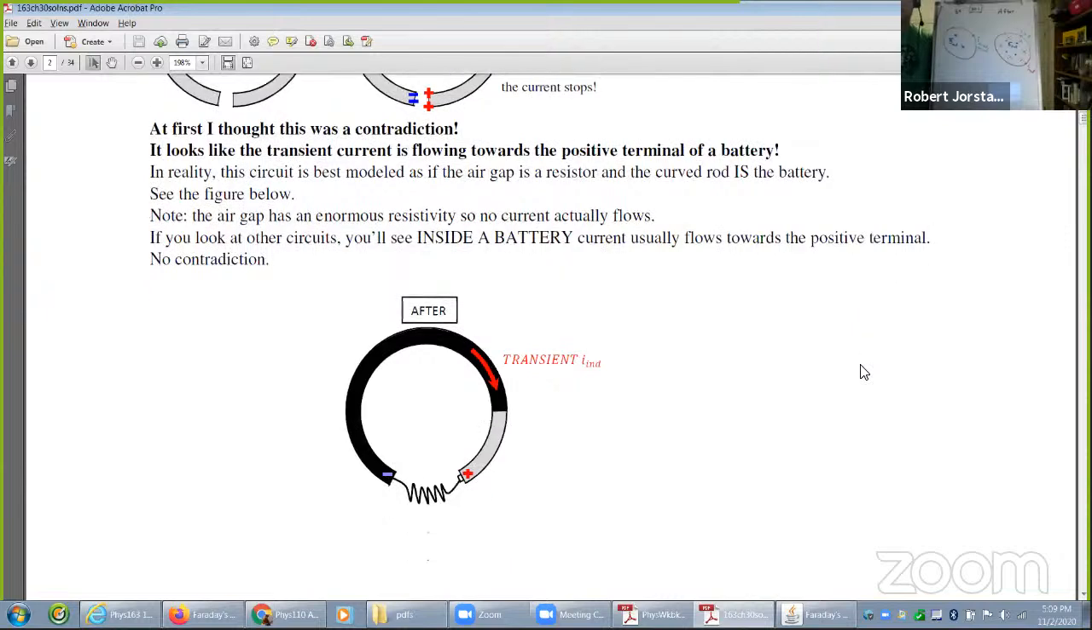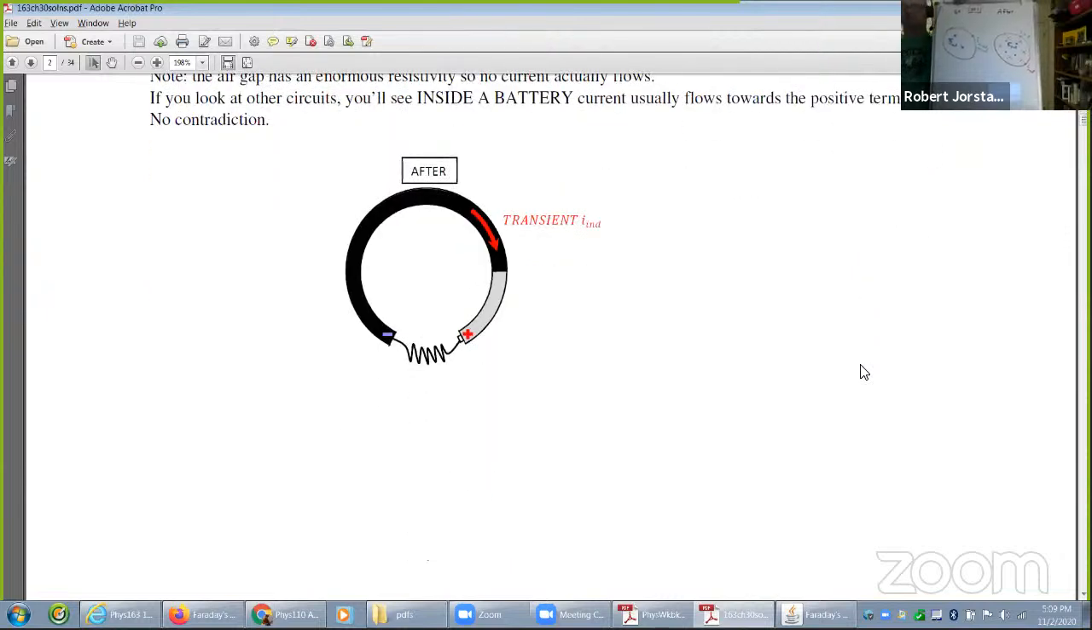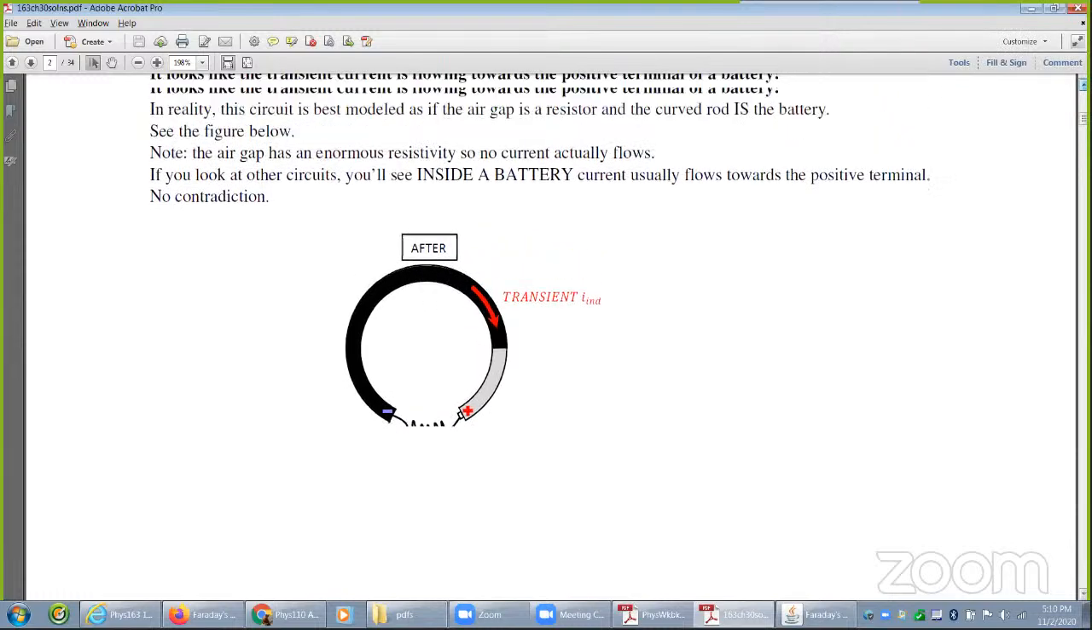Think about it like this picture. Does that make more sense to you? The air gap is like the resistor, and the piece of metal itself is the battery. Current flows from the minus terminal to the plus terminal inside the battery. Does that help you, Tom? Yeah. Isn't that crazy?